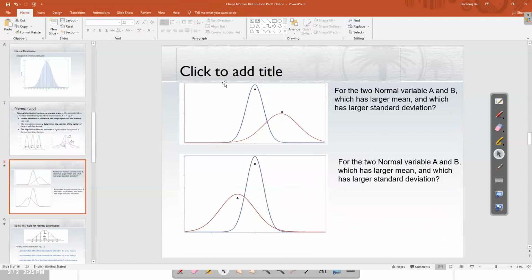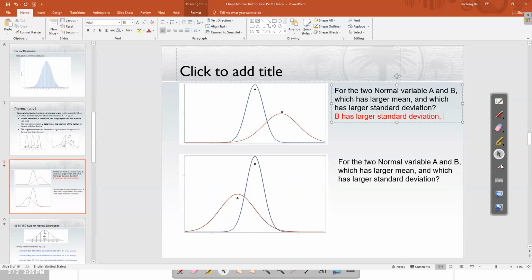Now, if I give you two normal density curves shown here, can you tell me which one has a larger mean, and which one has a larger standard deviation? It's kind of clear B has the larger standard deviation because it's more spread, right? More spread means larger standard deviation. But who has the larger mean, A or B?